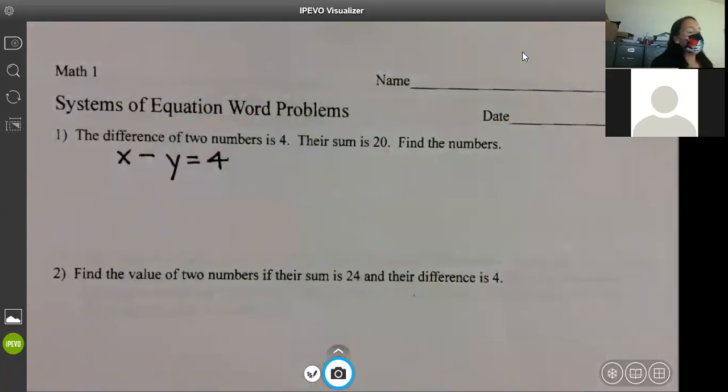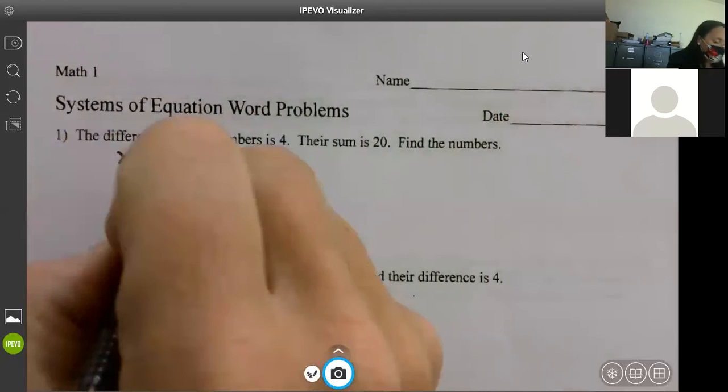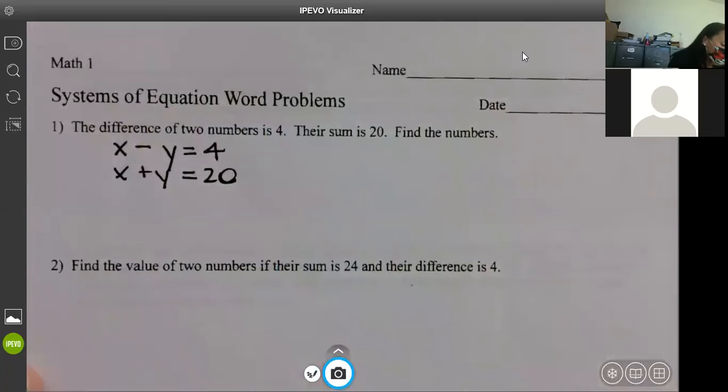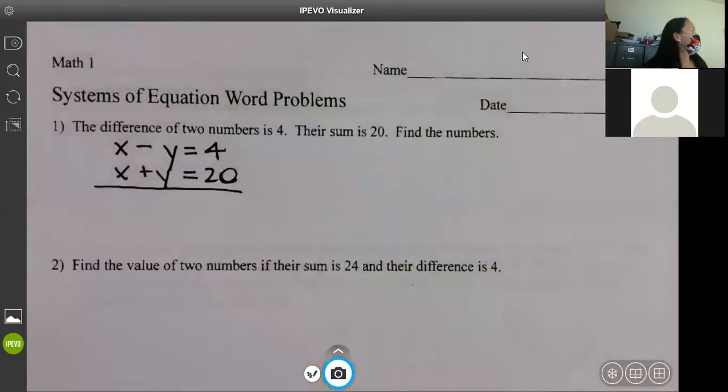The second one says their sum is 20. What does sum mean? So you're going to do x plus y equals 20. That is your system of equations. If you look, you have y's that are exactly the same, but one is positive, one is negative. Does everybody see that? The y's will go ahead and cancel out.